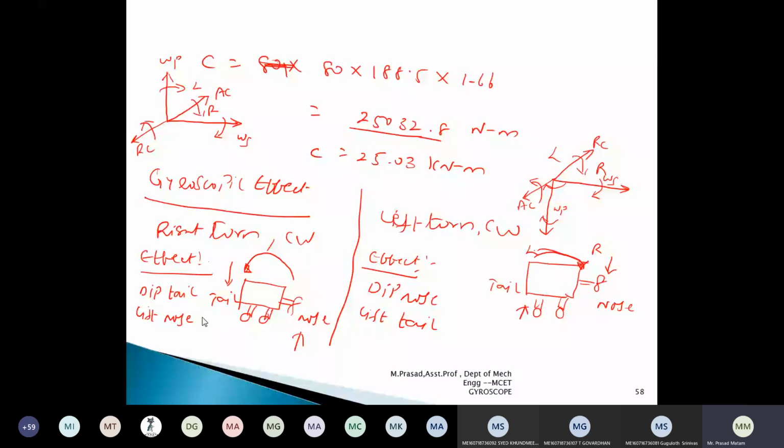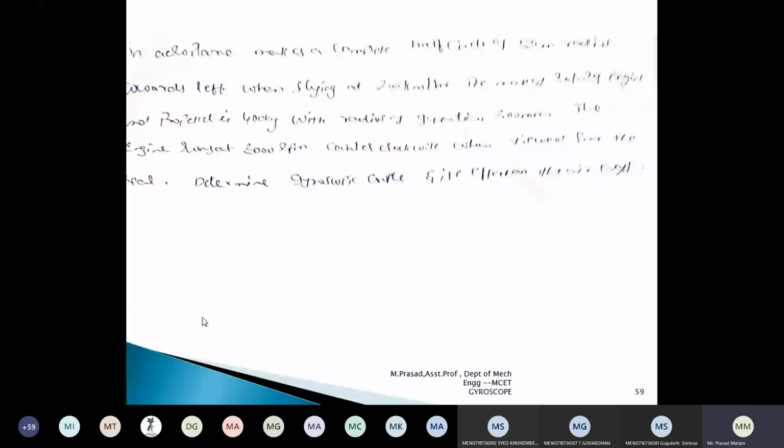Let me go for the second problem. An aeroplane makes a complete half circle of 50-meter radius towards left when flying at 200 km/h. The mass of rotary engine and propeller is 400 kg with radius of gyration 300 mm. The engine runs at 3000 rpm. Consider clockwise when viewed from the rear end. Determine the gyroscopic couple and its effect on the aircraft.